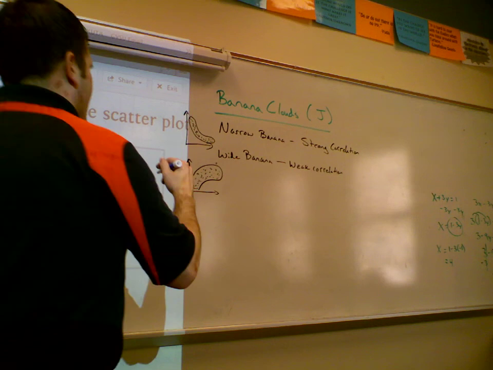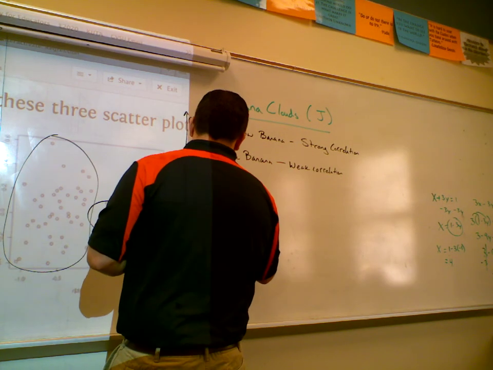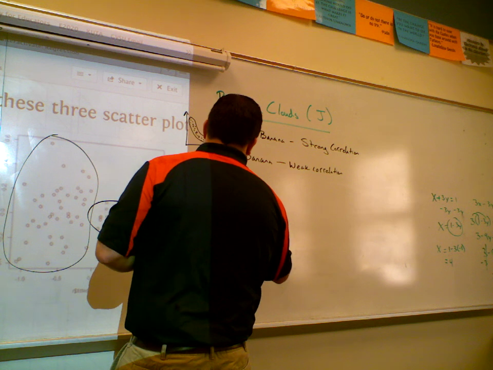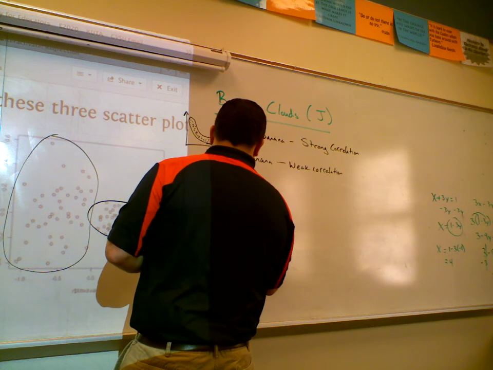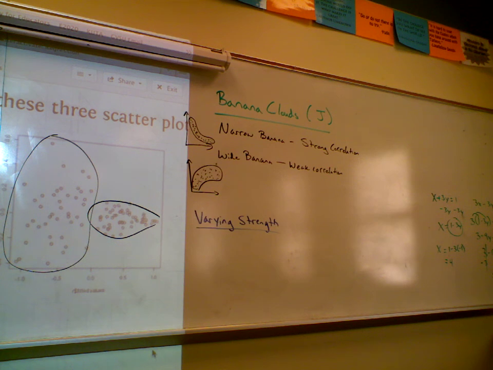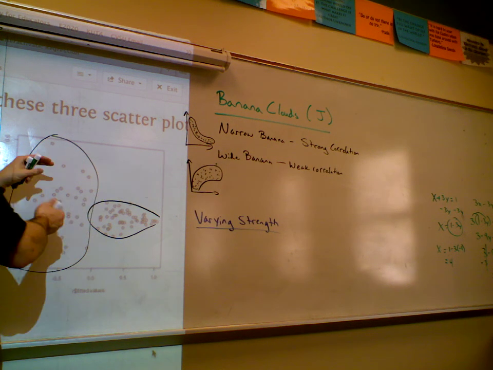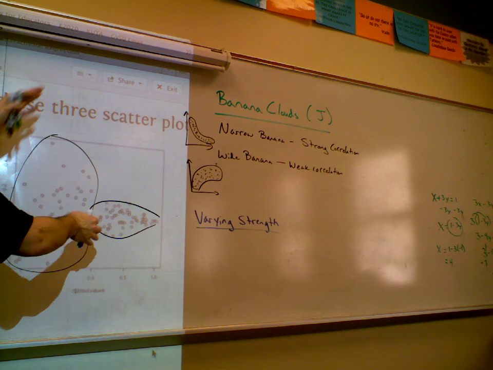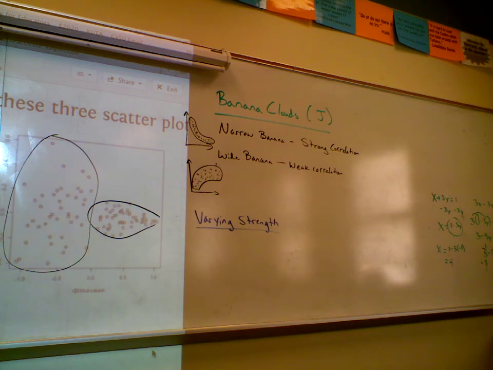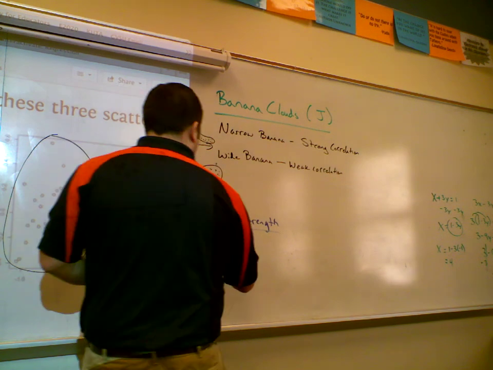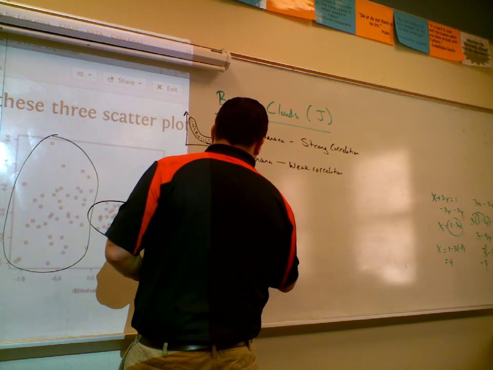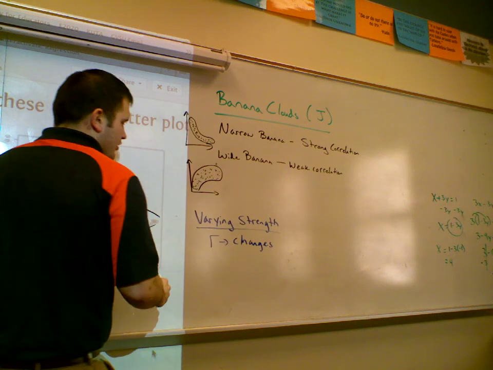So you can also have clouds that have a varying strength or correlation. Varying strength clouds are typically wider on one end and narrower on the other. Okay? Notice I could reflect it and look at it the other way. It could go from strong to weak, right? Or weak to strong, but it has a varying strength. Okay? That means the R value, is it constant or does it change? Change, right? So the R value changes.